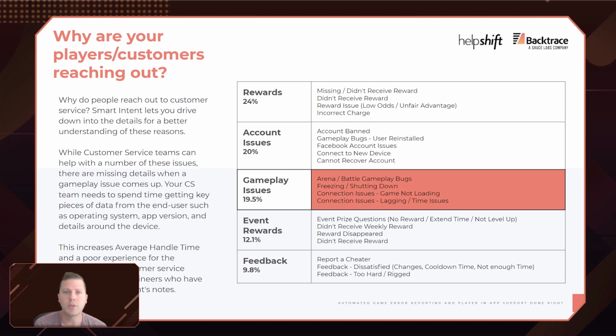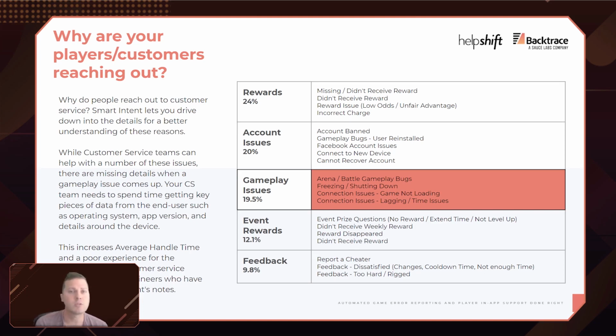And I think this is the beauty of the Backtrace Helpshift solution: we allow the front end for your customers to reach out to you and say there's an issue, and using the logs, as we'll see as the demo goes on, from Backtrace, when someone reports a connection issue or a freezing issue, we can look directly into the data to get a better understanding of what type of issue this user is having, and make sure that gets escalated to the right person.